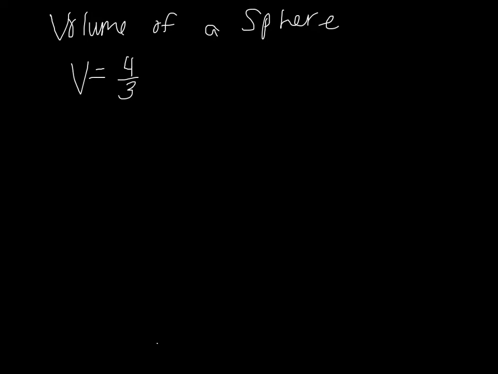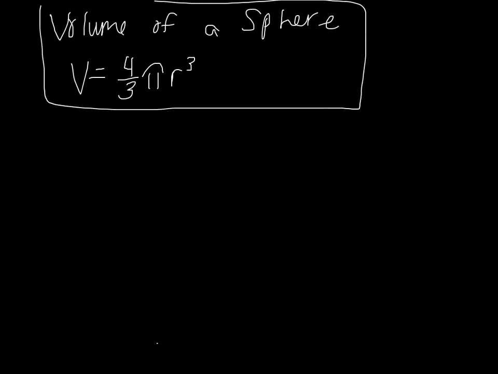All right, so volume of a sphere is the following formula. V equals 4/3 pi r cubed. Put a big box around this one because that is something you need to know for your test and put it on your note card. So here's our sphere that we're going to do.